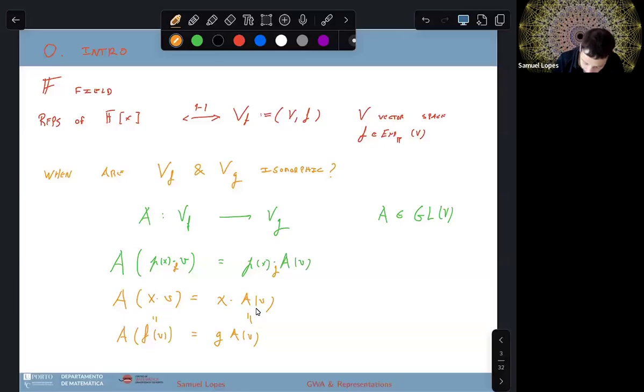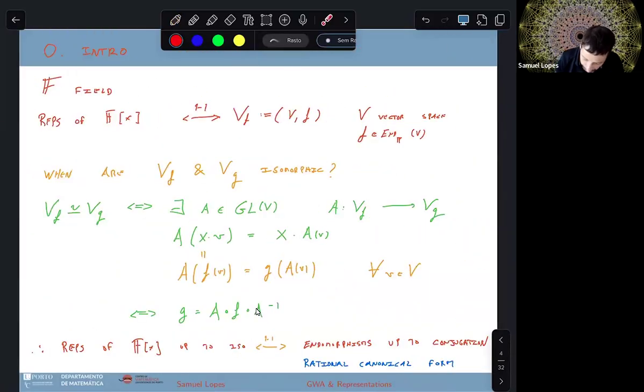Okay. And for example, if I call w equal to A of V, this needs to be true for every v in V. So if I replace v with w, this is just saying that g of w is equal to A of f of A inverse w. In other words, this is saying that g is equal to A f A inverse. Okay, this is a little bit more clearly here. This is the condition. Okay, so the two endomorphisms must be conjugate under the general linear group.